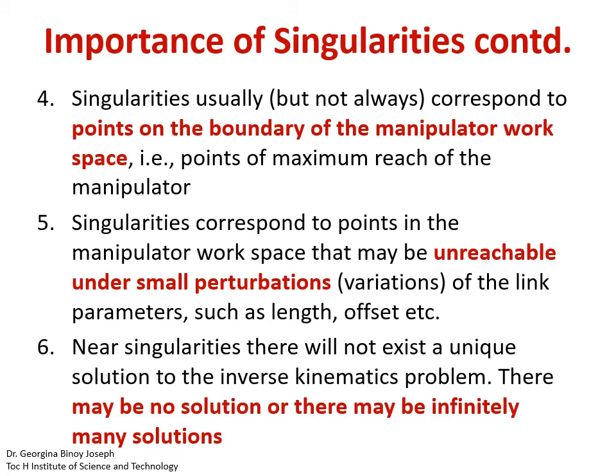Near the singularities, another problem occurs. There may not exist a unique solution to the inverse kinematic problem. When we talked about the general properties of the inverse kinematic problem in module 4, we had said that there may be no solution, or there may be infinitely many solutions to an inverse kinematic problem, and near singularities, this could be the case.